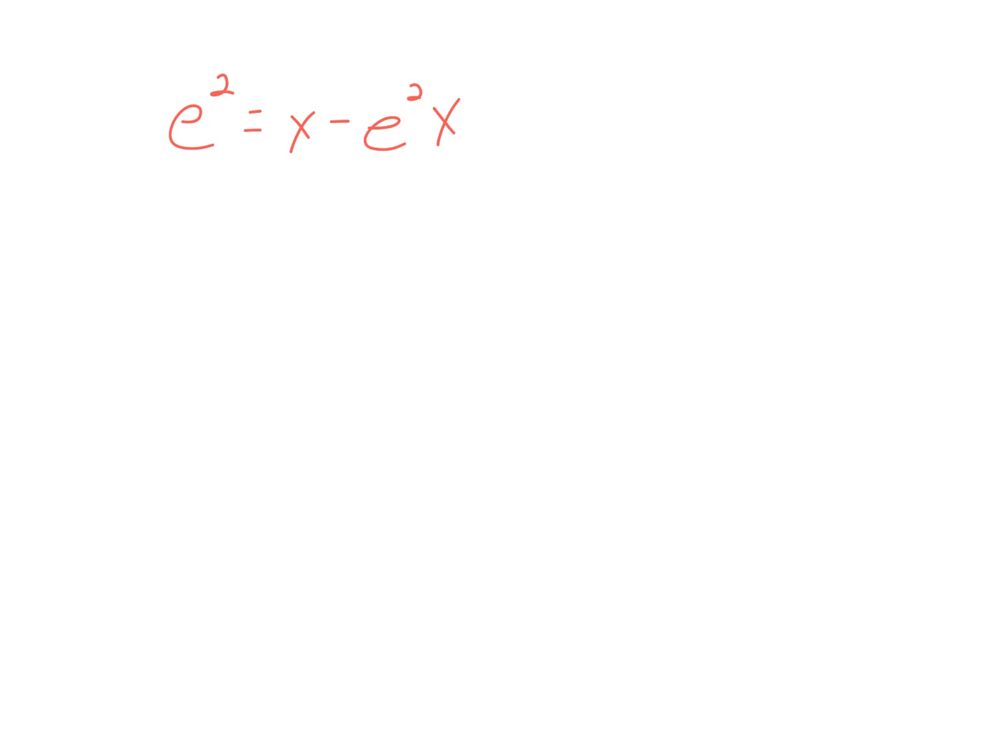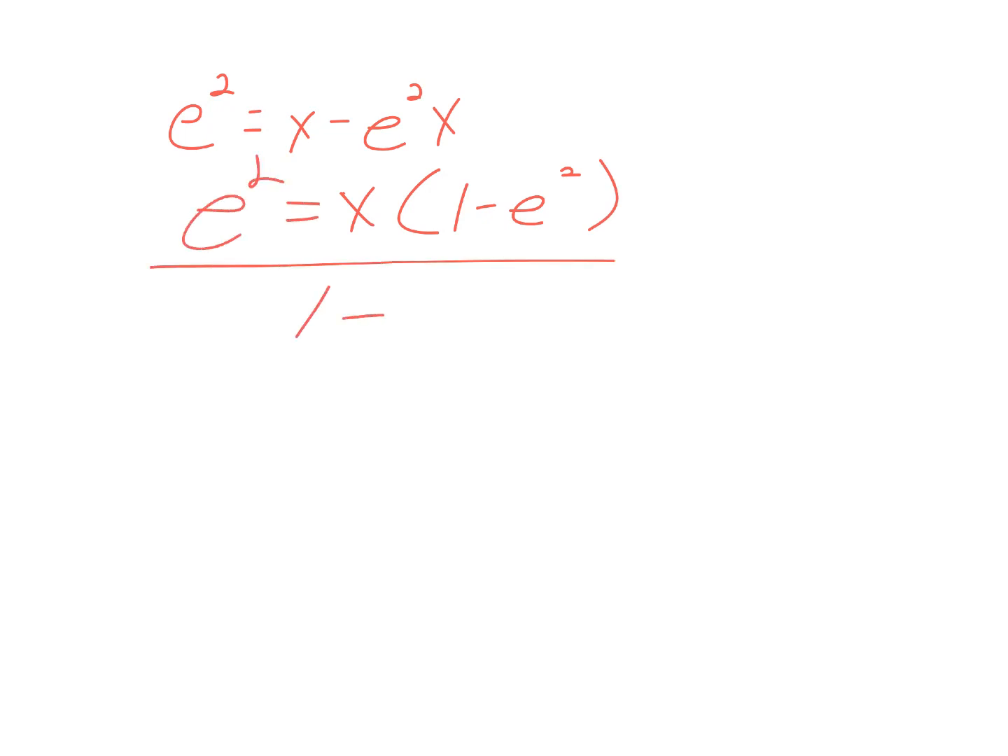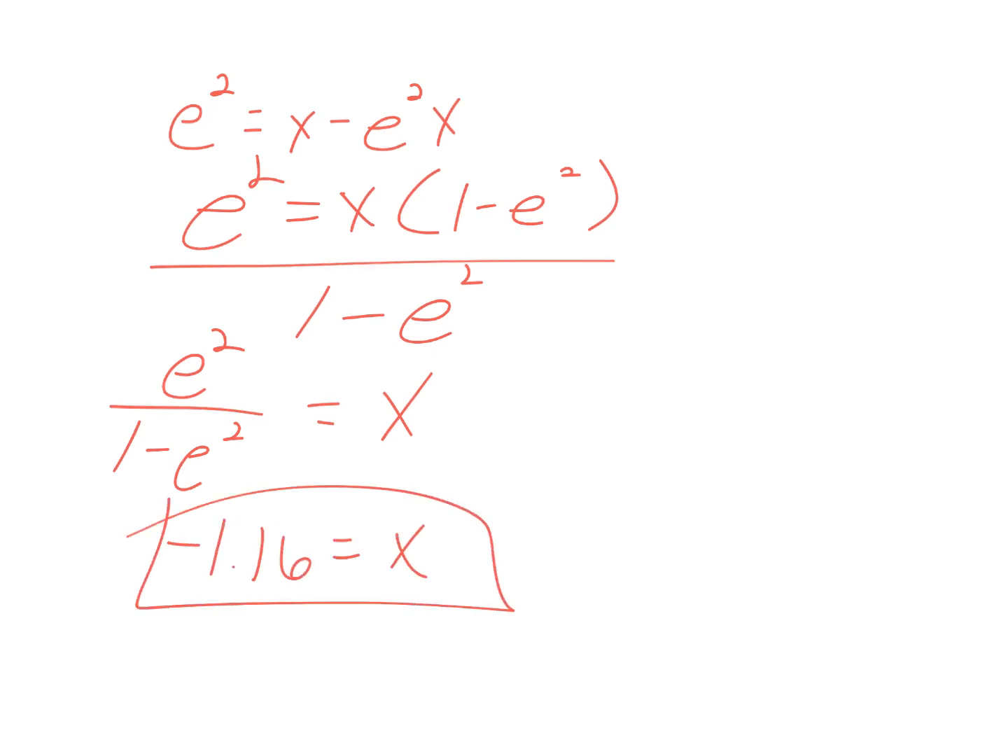So since I put all my x's on one side, I did that so I can factor it out. So factor out the x, you do that, and then divide both sides by 1 minus e to the power of 2. So x is equal to e squared over 1 minus e to the power of 2. If you want to approximate the answer, you will get negative 1.16 equals x. And that is the answer.